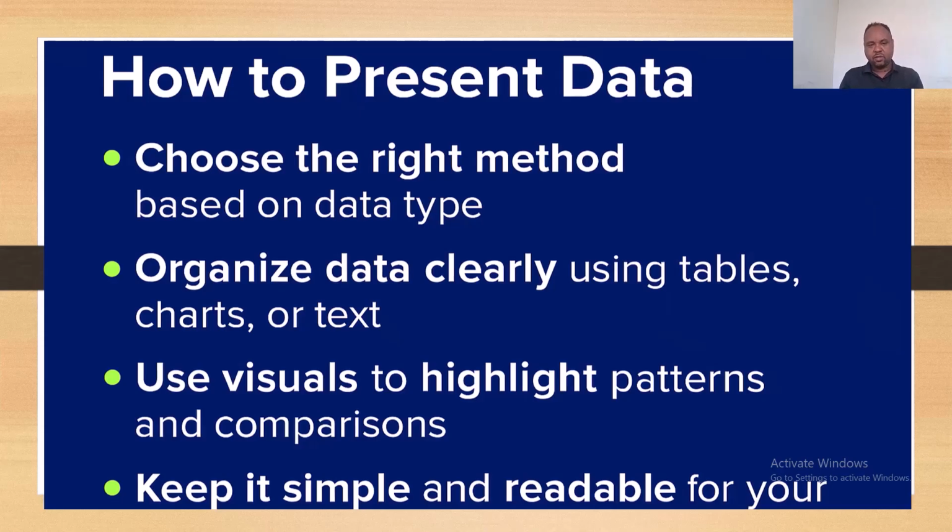The first step is choosing the right method based on data type. The second one is organizing data clearly using tables, charts, or text. Then the third one, use visuals to highlight patterns and comparisons. At this stage, we add legends, colors, or extra visuals that strengthen the visuals for diverse audiences. The last step is to keep it simple and readable for your audience.